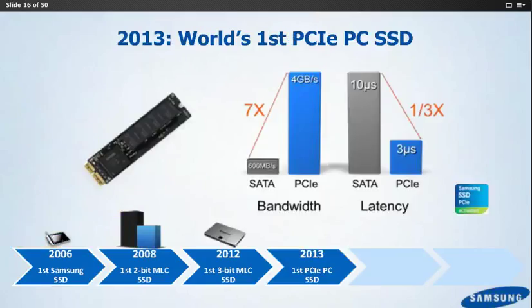And in 2013, we shipped the world's first PCIe-based SSD. Now, PCIe is a newer interface for solid-state drives. Essentially, it dramatically increases the bandwidth as well as reducing latency compared to the traditional SATA interface. So going from about 600 megabytes per second to about 4 gigabytes per second, and reducing latency by about a third.